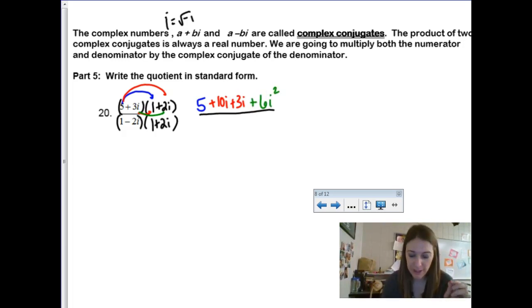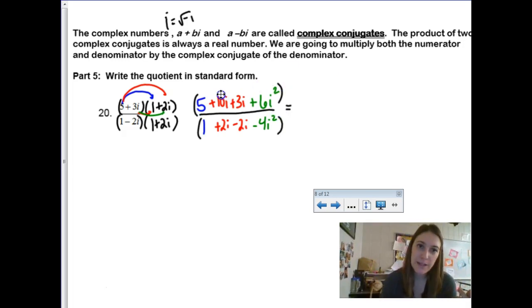Leave it alone for a minute. We'll come back to that. All right, we're going to do the same thing here in the denominator. 1 times 1 is 1. And then plus 2i minus 2i. Don't skip steps. I'm telling you, it's not worth it. And then negative 2i times 2i is negative 4i squared. So what we need to do now is simplify this numerator as much as we can and simplify this denominator as much as we can, and then we'll see what we're working with.